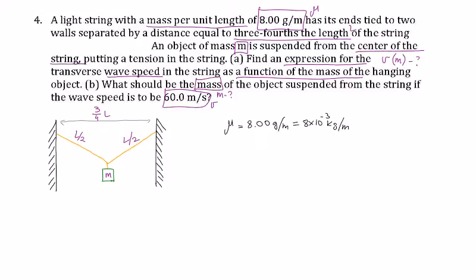Okay, so what else is given to us? For part B, we know that v is 60 meters per second. So let's remember that this is for part B, so we're not allowed to use that in part A. Then in part A, we're looking for an expression of velocity as a function of mass. On the second part of the problem, we're looking for the mass for a given speed of the wave.